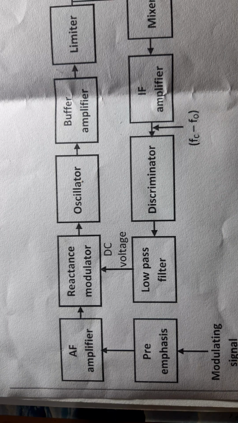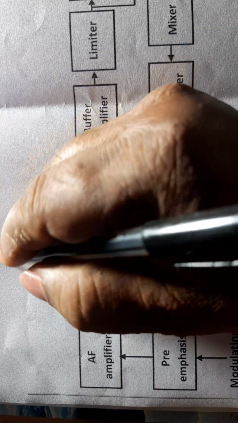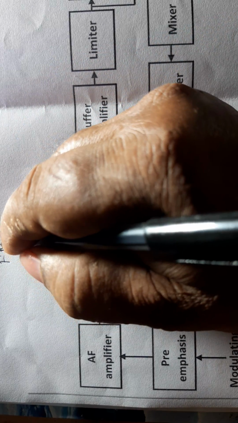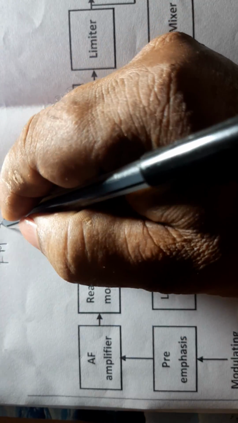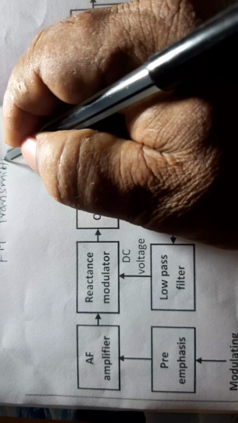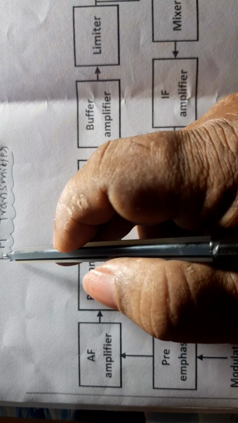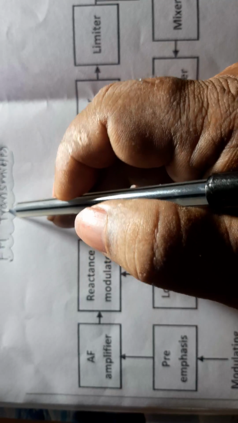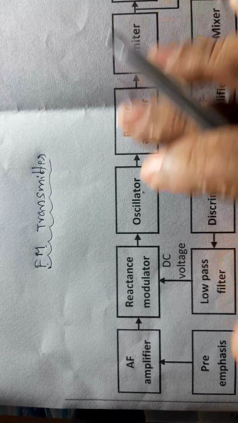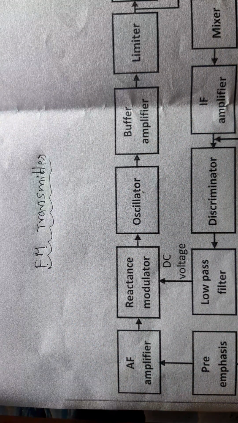Therefore, today we shall discuss the frequency modulated wave transmitter. This will explain how the frequency modulated wave is transmitted. How the frequency modulated wave is transmitted into the space.